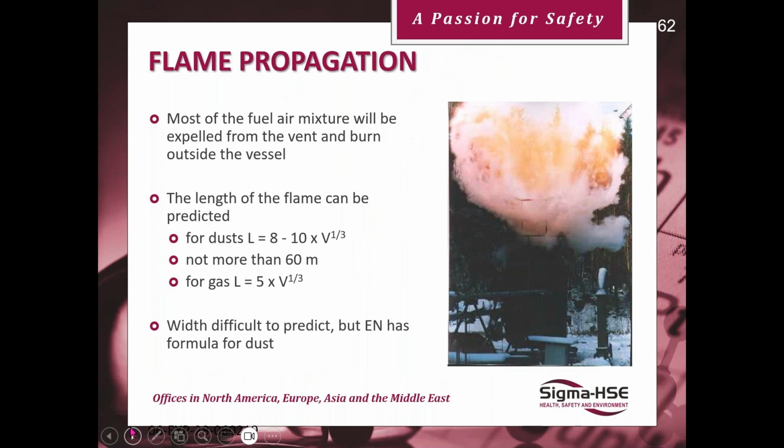Flame propagation. Most of the fuel-air mixture will be expelled from the vent and burn outside the vessel. The length of the flame can be predicted. So for dust, you've got a distance of 8 to 10 meters times V to the power of a third. Take a 1 cubic meter vessel, that's 1. Therefore, the flame is between 8 and 10 meters long, and not more than 60 meters in length. And for gases, it's 5 times V to the power of a third. The width is not easily calculable.